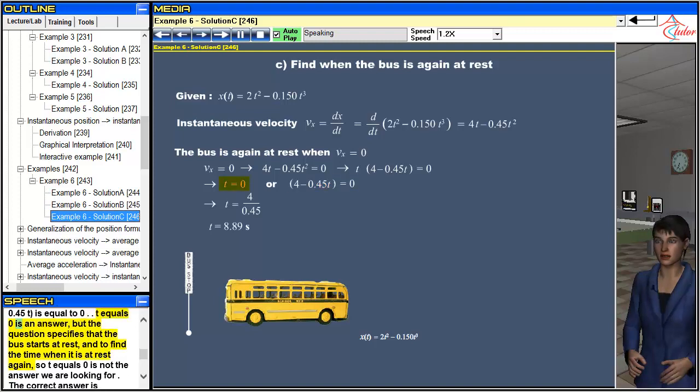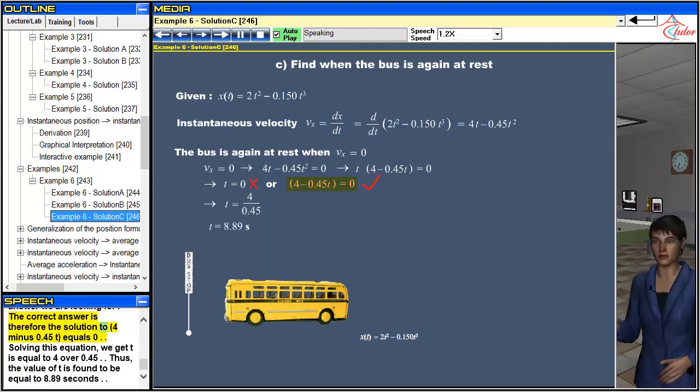t equals 0 is an answer, but the question specifies that the bus starts at rest, and to find the time when it is at rest again. So t equals 0 is not the answer we are looking for. The correct answer is therefore the solution to 4 minus 0.45 t equals 0. Solving this equation, we get t is equal to 4 over 0.45. Thus, the value of t is found to be equal to 8.89 seconds.